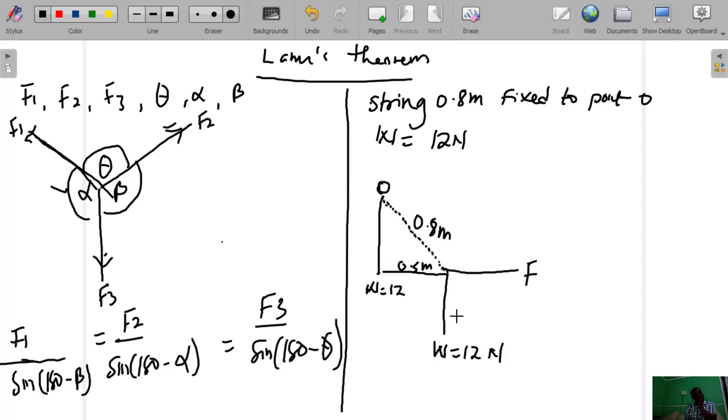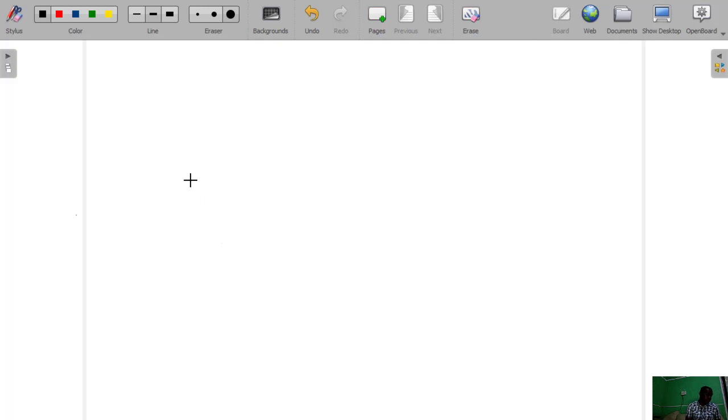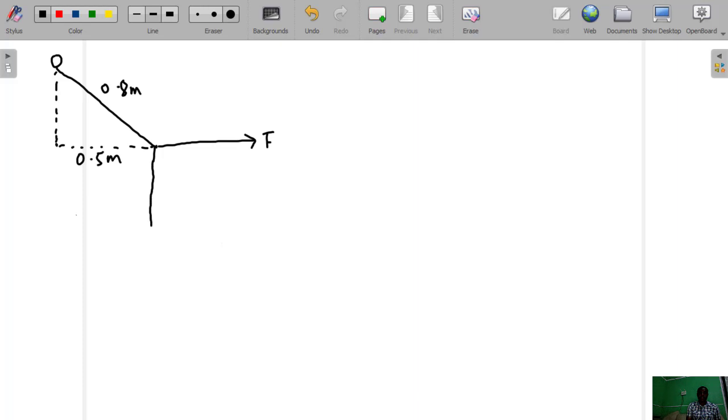We are to find the magnitude of the tension, because there will be tension within the string. So let's do that. Let us redraw the diagram this way. It will be point O, and the string is 0.8 meters. It's pulled horizontally until it is 0.5 meters. There will be a force here pulling it, and the weight will be here. So the weight is 12 Newton.